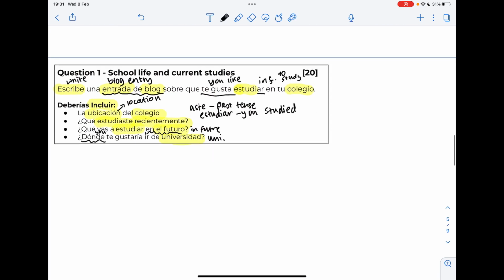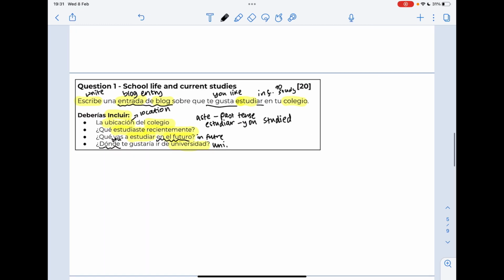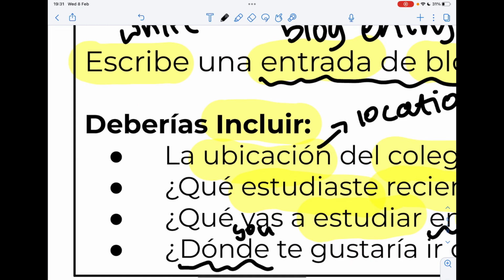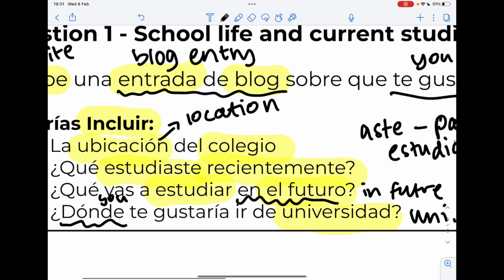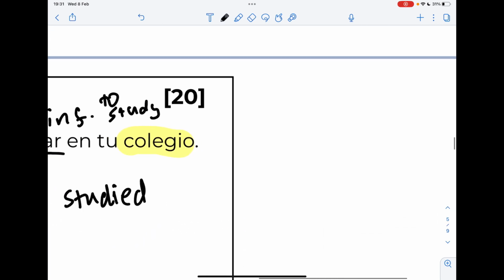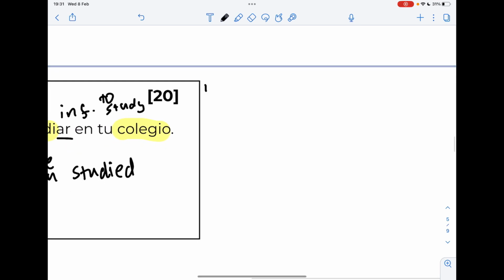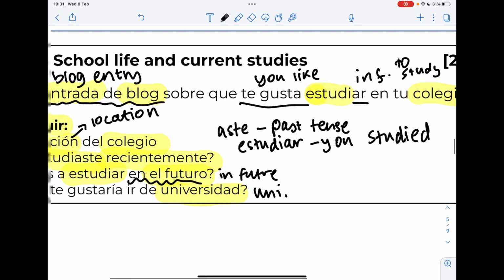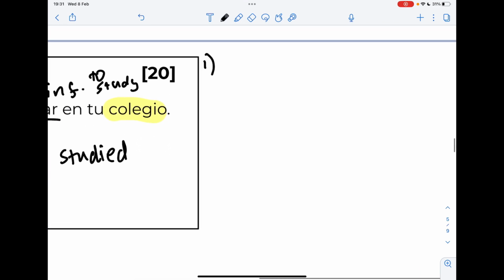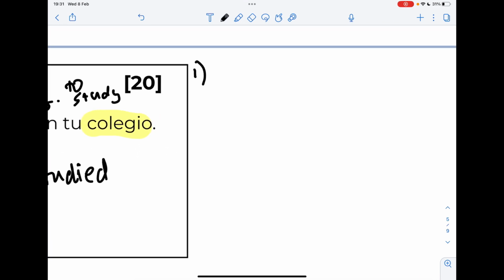So on the side over here, I'm actually just going to start building little bullet points, and I'm going to number these 1, 2, 3, and 4. I'm going to start writing little notes, not the full answer. Number 1 is the ubicación del colegio. So where is the college, or the school rather, because colegio is like high school.